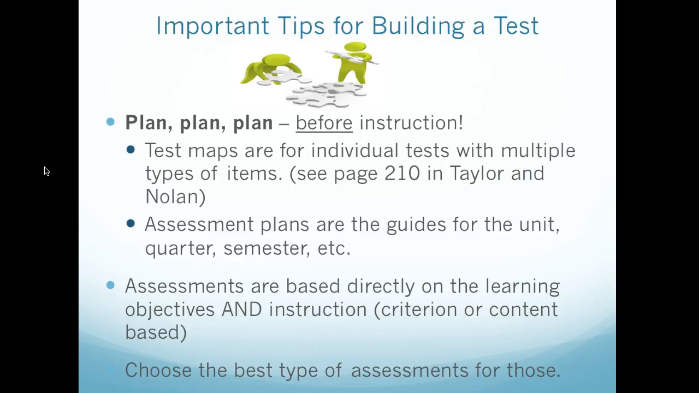So, important tips for building a test. Plan, plan, plan before instruction, so you know what you're instructing toward. Test maps are for individual tests with multiple types of items. And in Taylor and Nolan, there's a very nice and complete test map, which we're not doing in this particular module. It is something that you might do well to consider because it uses a variety of different assessments, not just the traditional test items, but also performance tasks and other types of performance and assessment opportunities.